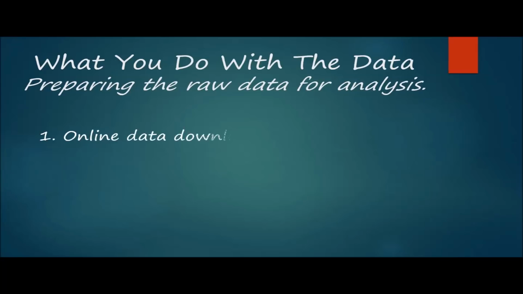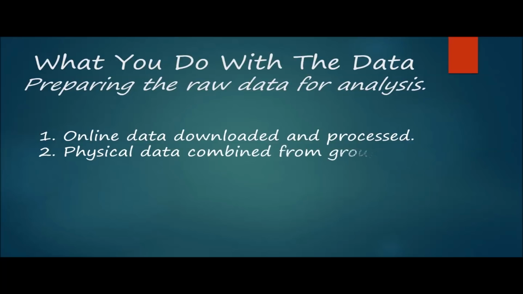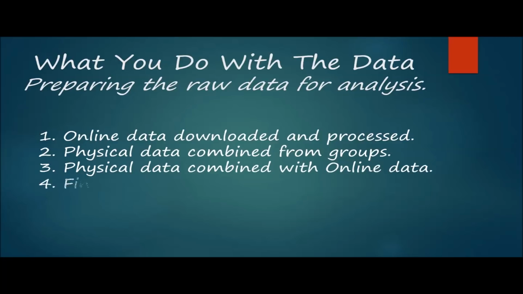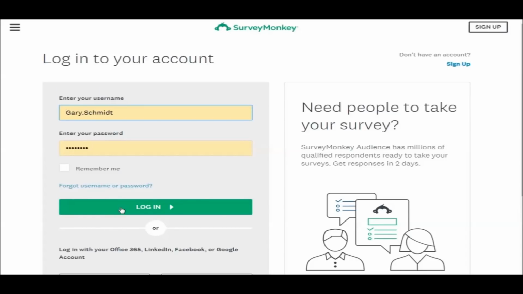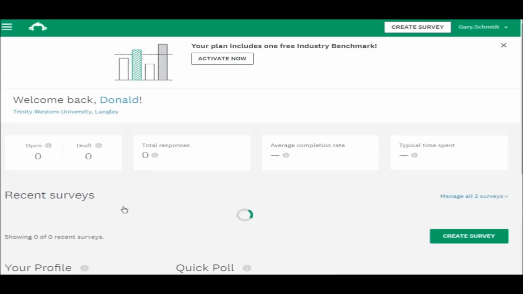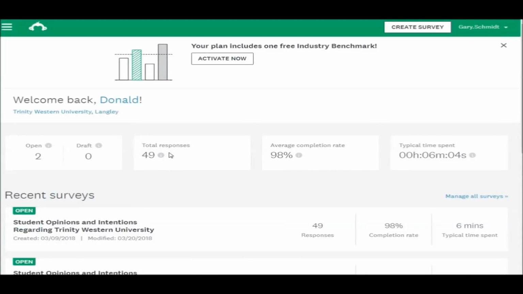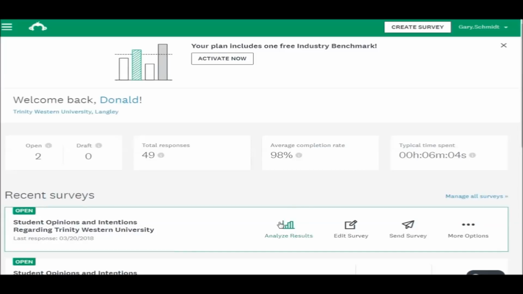The following is a video presentation to overview how online survey data could be brought down and combined with physical data from other surveys. So there's 4 points that need to be covered, and they're seen here. So the first thing, of course, is logging into your survey account, noting some of the status of the survey, like how many people have responded to it, obviously very important.